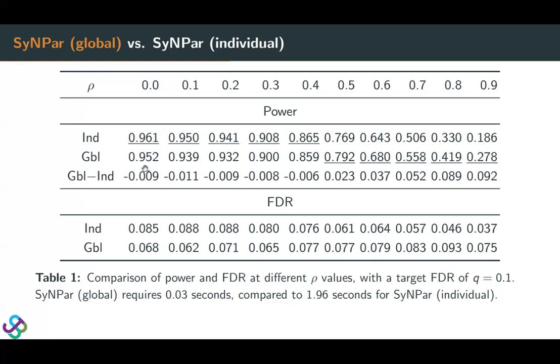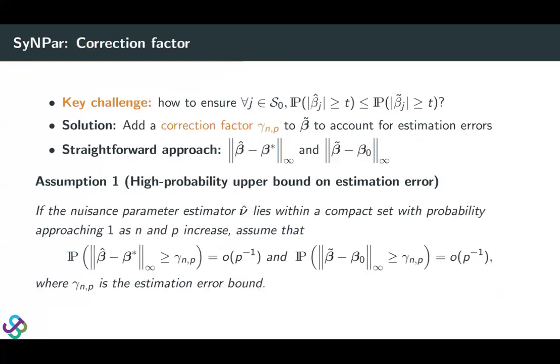But you can see that when the individual null has power advantage, their difference is very small. But if the global null has advantage, there's actually a bigger power advantage. So based on this simulation and also the computational efficiency of the global null, we will focus on global null for the rest of my talk.